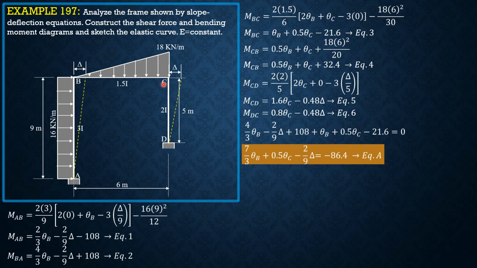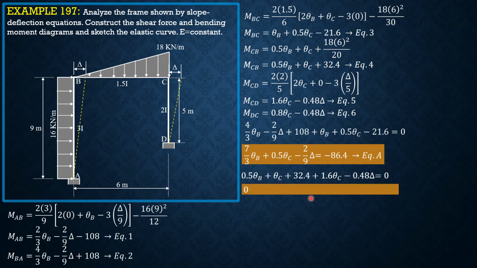Then equilibrium at C, MCB plus MCD equals 0. So 0.5 theta B plus theta C plus 32.4 plus 1.6 theta C minus 0.48 delta equals 0. Combining like terms and simplifying, we establish the second equation, B. So 0.5 theta B plus 2.6 theta C minus 0.48 delta equals negative 32.4. Call this equation B. So we need the third equation, and that is by statics: Ax plus Dx plus 16 times 9 equals 0.